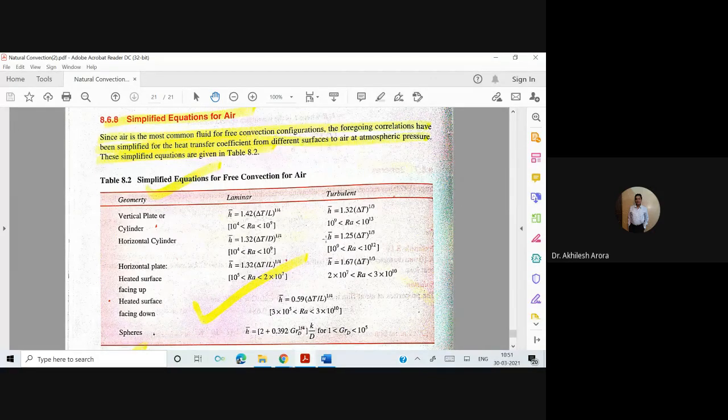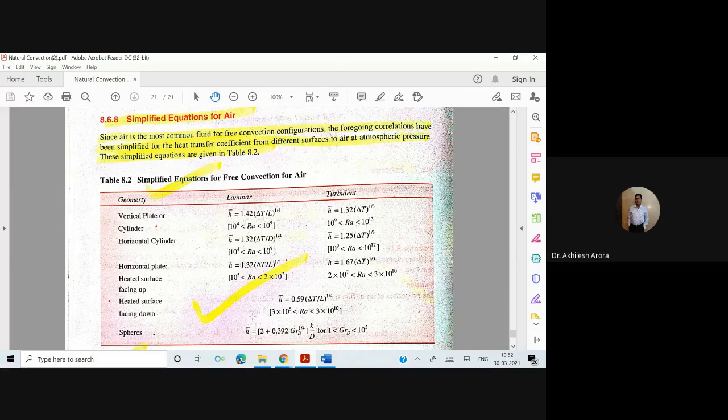The average heat transfer coefficient is 1.25 into delta T raised to power 1 by 3. So you can see here the heat transfer coefficient for turbulent flow is directly proportional to delta T, or Ts minus T infinity, raised to power n. Here the value of n is 1 by 3 in the first three cases, and for the heated surface facing downwards it is delta T by L raised to power 1 by 4. So in natural convection you will have to look for the particular empirical correlation, only then can you solve the numerical problem.